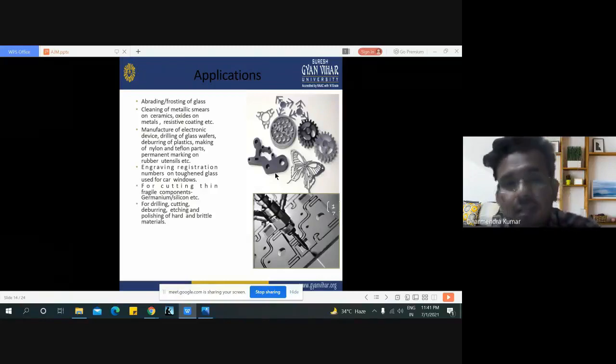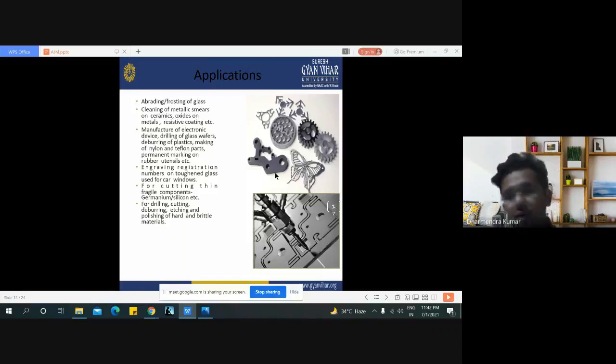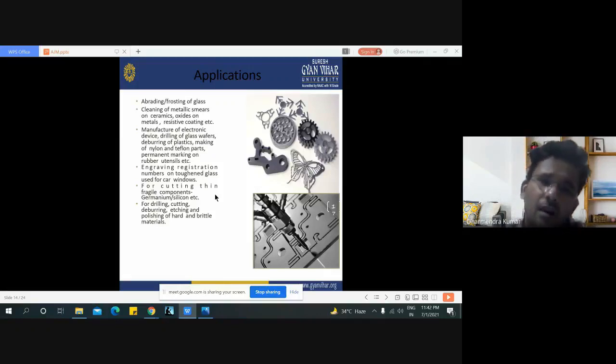Another application of abrasive jet machining is engraving registration number on toughened glass used for car windows. You may have generally seen some registration number of that particular company engraved on glass of automobiles. Then by using abrasive jet machining, we can easily do cutting of thin fragile components like germanium and silicon.